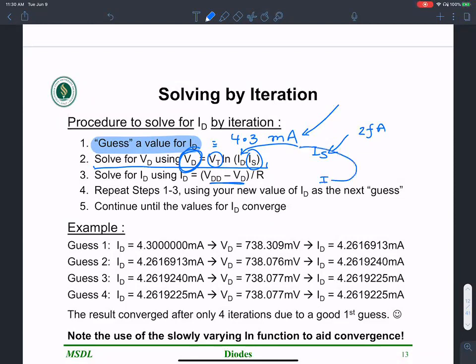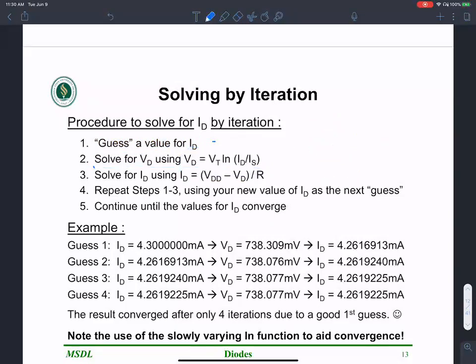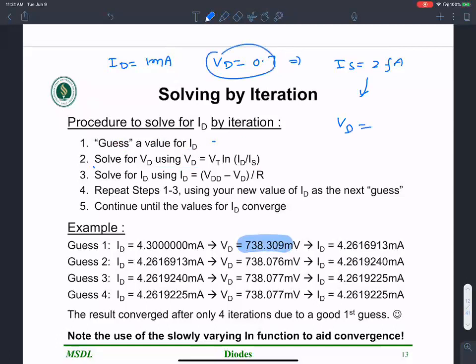Then we come back and plug that ID in here. Let me illustrate that using the example here. Initially ID was given to be 1 milliampere and VD was given to be 0.7. Using that, we calculated IS to be 2 femtoamperes. Then we obtained a value of 7.38 milliamperes. Using these numbers, we improve upon the value of VD from 0.7, using this equation here.